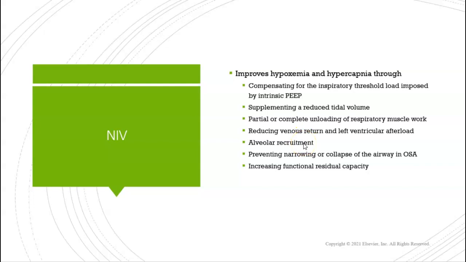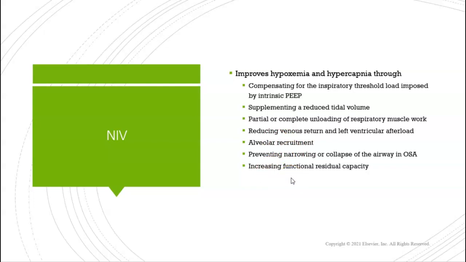By having that EPAP level, I can maintain a good alveolar recruitment. We use PEEP purposely in ventilation to recruit alveoli that don't want to open up and keep them open. It's used most often in patients with sleep apnea to try to prevent the narrowing or collapsing of that upper airway in obstructive sleep apnea. And because it helps with that alveolar recruitment, it's going to increase that functional residual capacity.